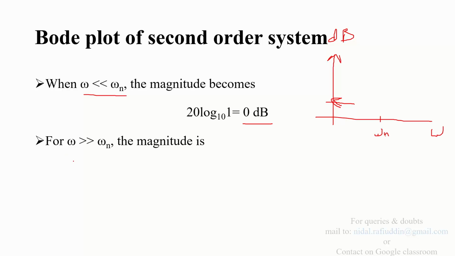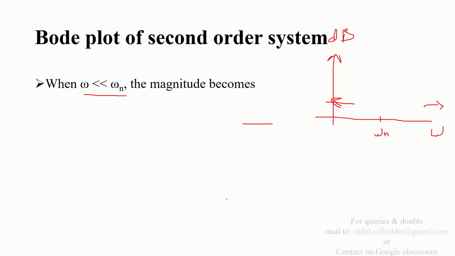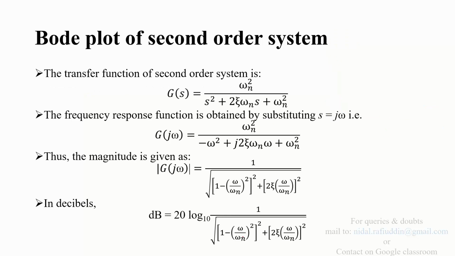While if you assume omega much greater than omega n, we are now talking about frequencies which lie on the far right of omega n. So the magnitude can be obtained as minus 20 log to the base 10. Looking into the previous expression, if you take omega much greater than omega n, this particular expression will go close to infinity.